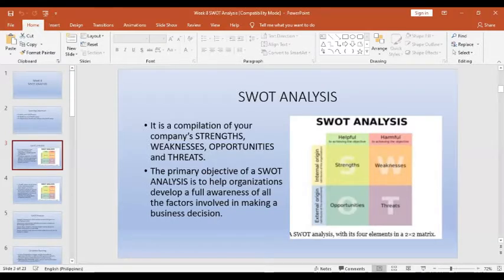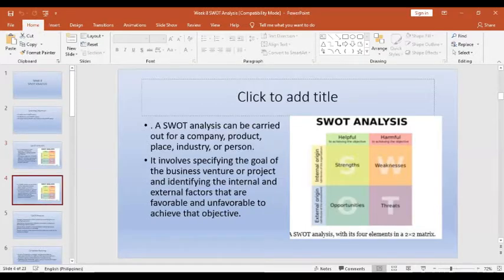That's why we have to know the strength of the company, the weakness of the company, the opportunities from the competition, and the threats. A SWOT analysis can also be carried out about a company's product, place, industry, or a person, because it involves the particular goals or objectives of the business towards the project, and identifies the internal and external factors, unfavorable and favorable, in order to achieve the objectives.